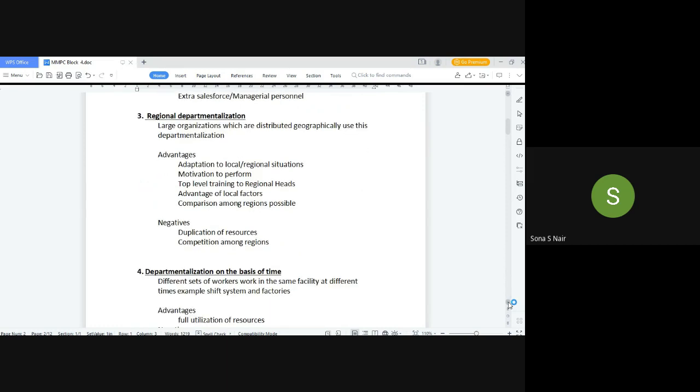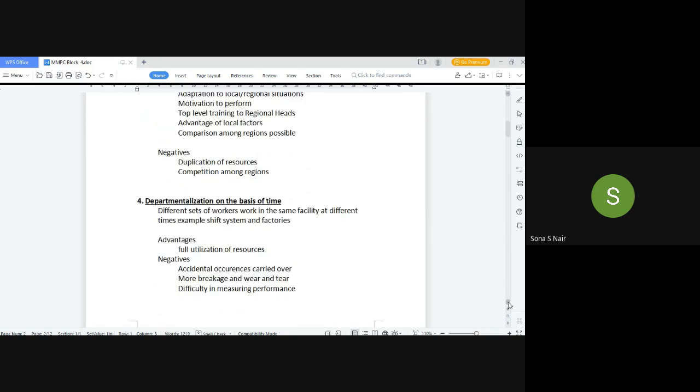Negative, obviously, again, as with the other kinds of departmentalizations, duplication of efforts, duplication of resources. Competition among regions also can happen, which not necessarily is a bad thing, but competition, if it is there, it can be a good thing also.